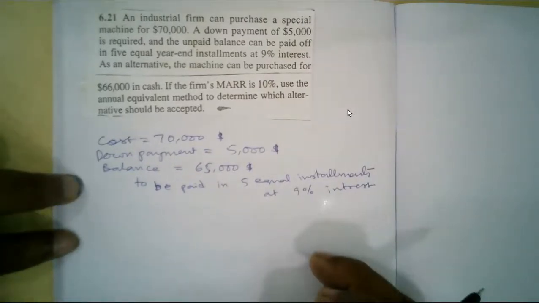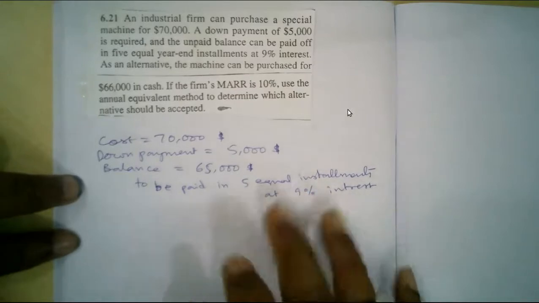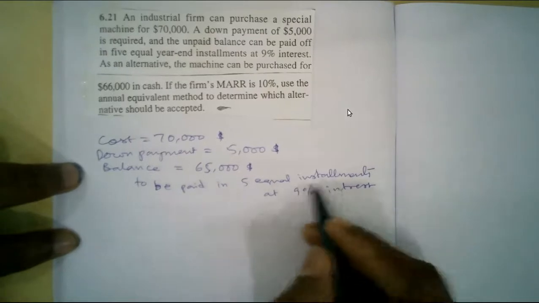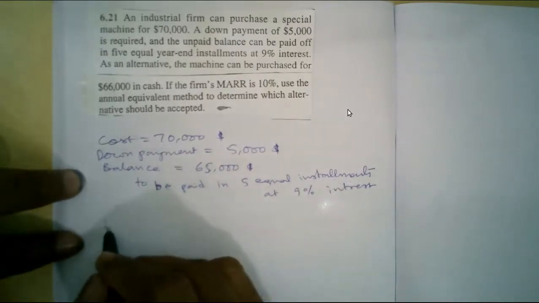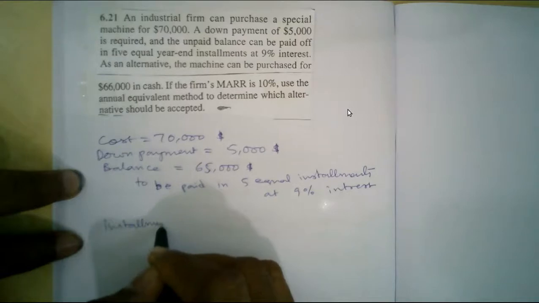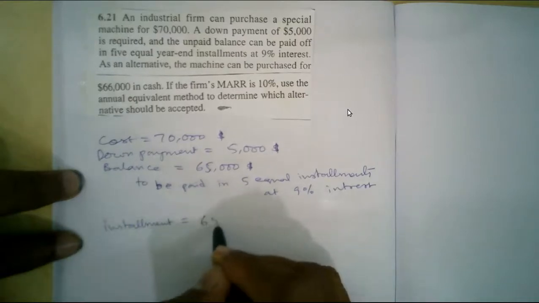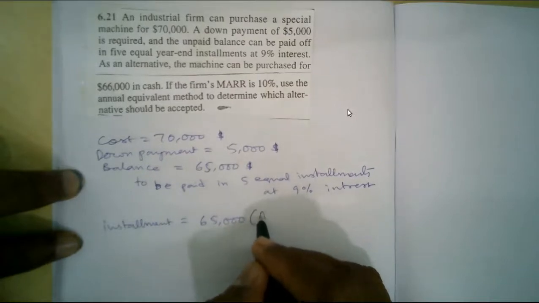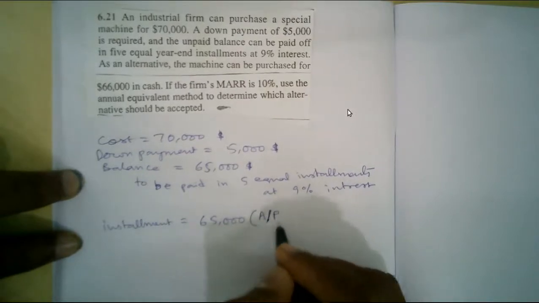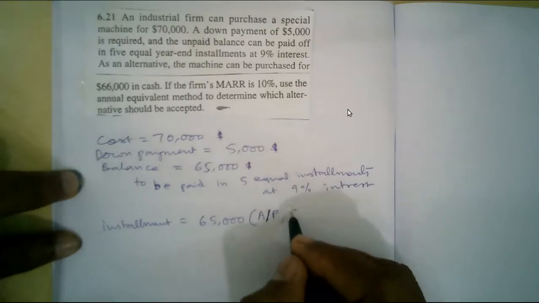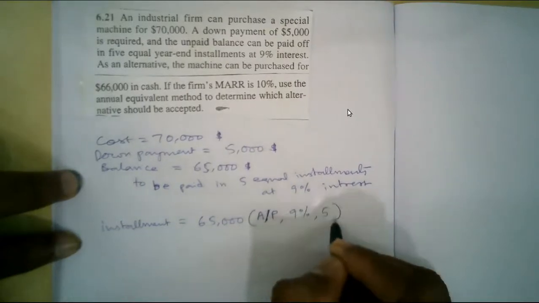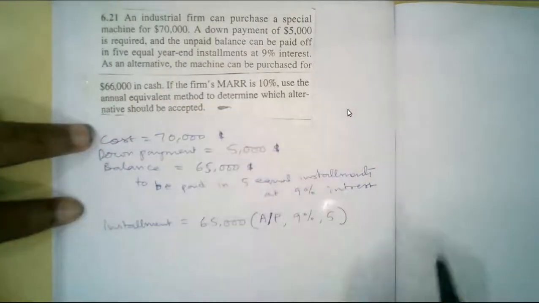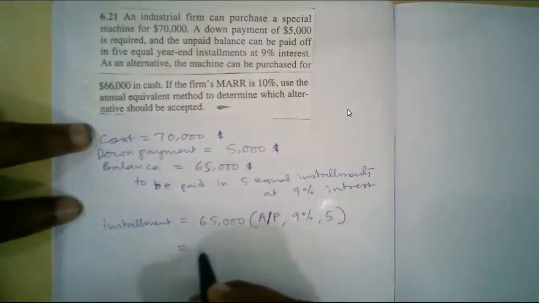Right away we can see what the annual equivalent payment is. I mean, what is the installment I want to find out. The installment is nothing but the 65,000 to be paid, that is, find A given P with 9% over 5 years. So this is what we want to calculate: five equal year-end installments. So 65,000.